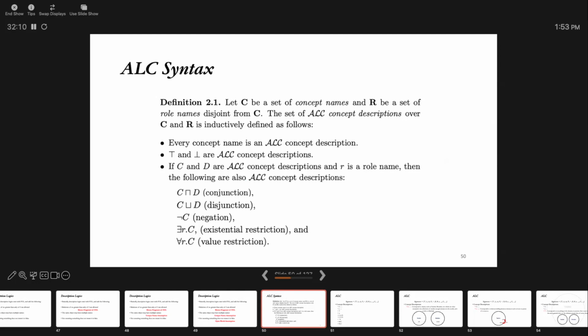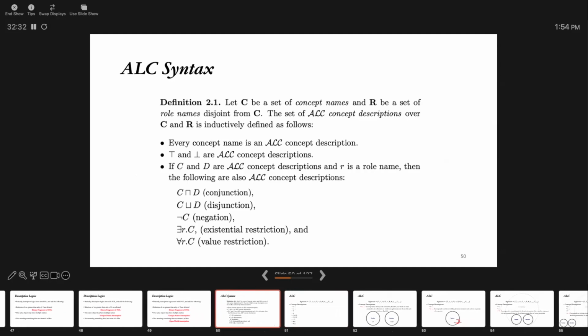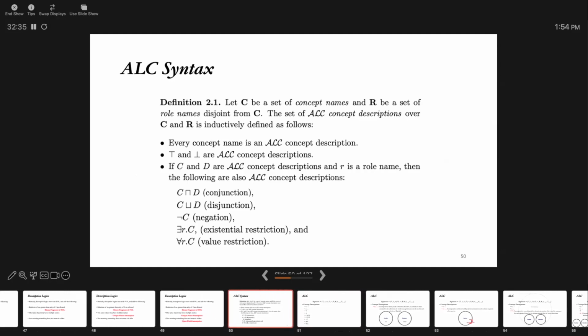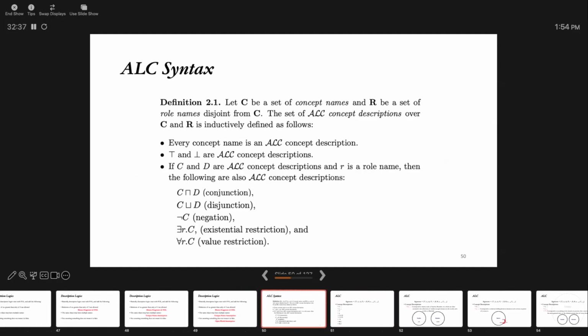The set of ALC concept descriptions, this is just the vocabulary that we're interested in, over C and R is inductively defined, and I'm not going to tell you what that means because it doesn't matter for us, but you can define the vocabulary basically in these terms. Every concept name, every class, is an ALC concept description. This uppercase T and this lowercase t are included as concept descriptions. The first means true, the second means false. Logically, it's the top and the bottom of your domain. Don't worry, I'll talk more about that in a second. I've got some diagrams if you're more of a visual learner. I just want to talk through this.